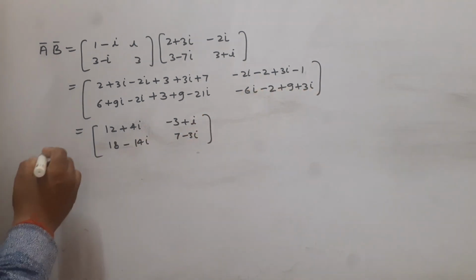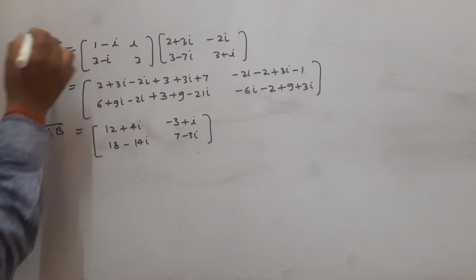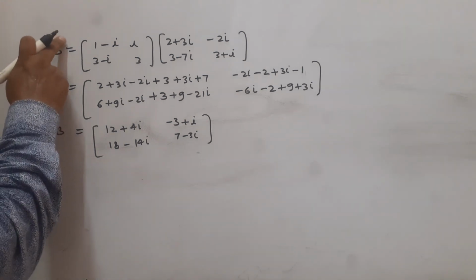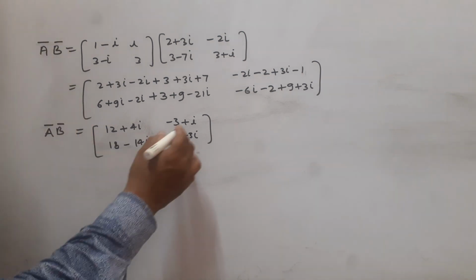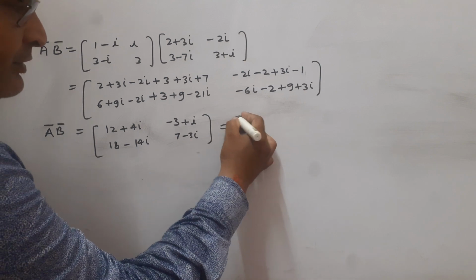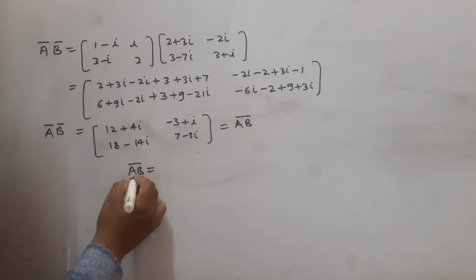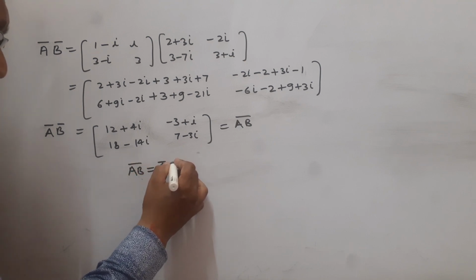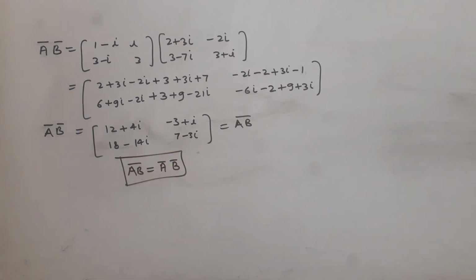So you can see here the product of the conjugate of matrices A and B, which is the product of conjugate of A and conjugate of B, is equal to the conjugate of the AB matrix. So we can see that the conjugate of the product of two matrices is equal to the product of the conjugates of those matrices. Thank you.